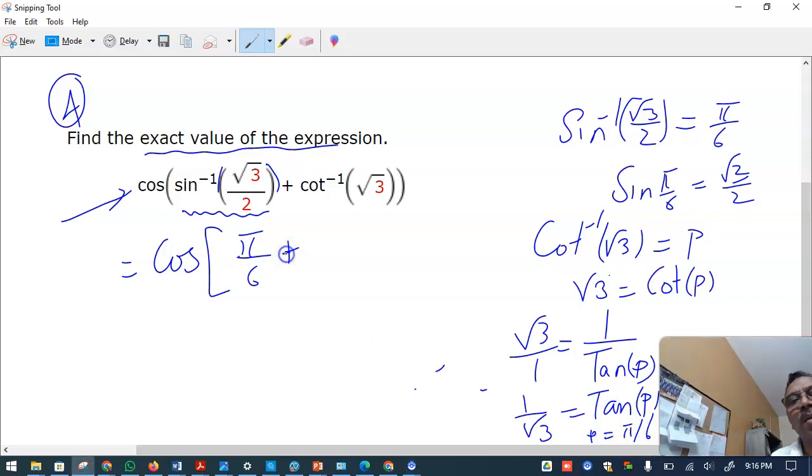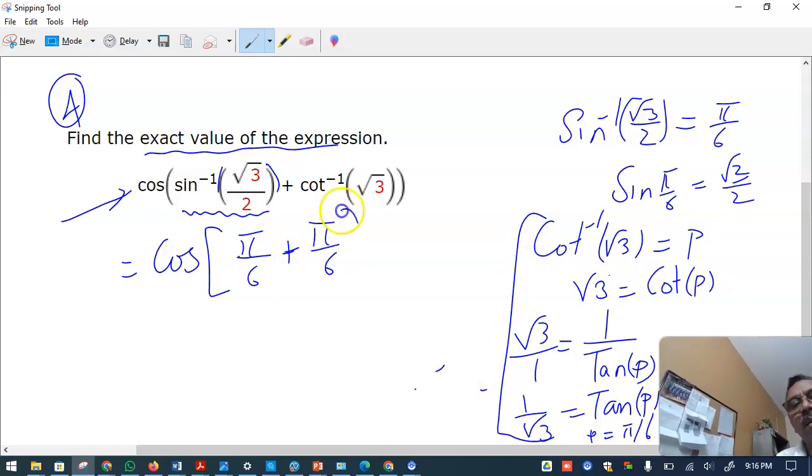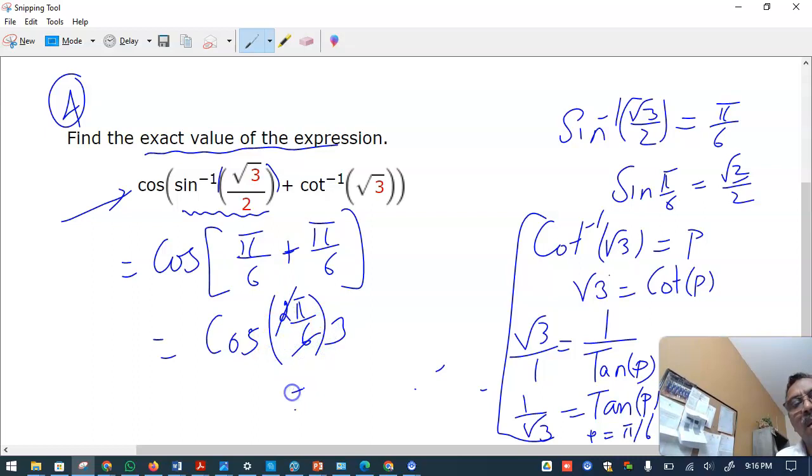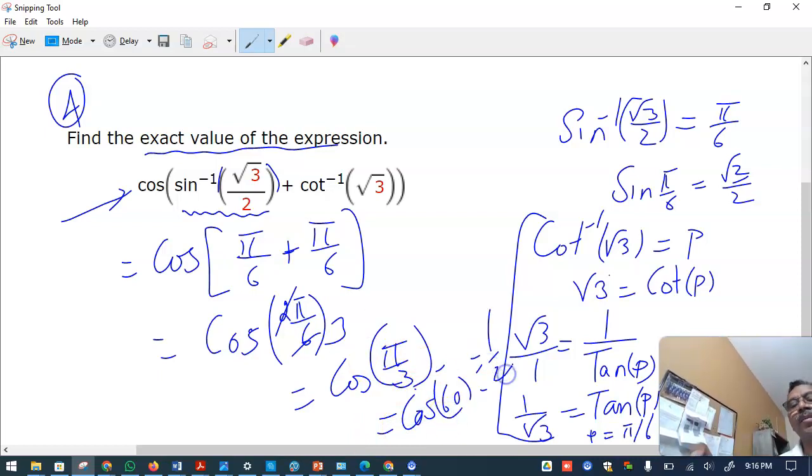So this answer is the same. Of course there are a lot of steps, but you can skip them and directly say it is pi by 6 there also. Both of them add up to 2 pi by 6, and 2 divides 6, 3, so you get cosine of pi by 3, which is cosine 60. Cosine of 60 is half and you're done. That's all you're supposed to do.